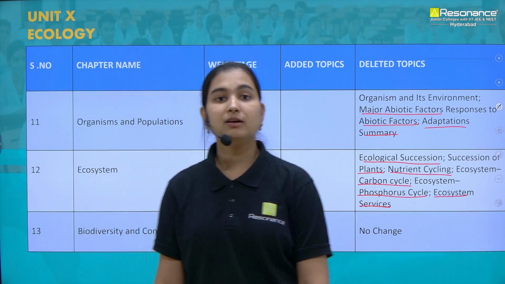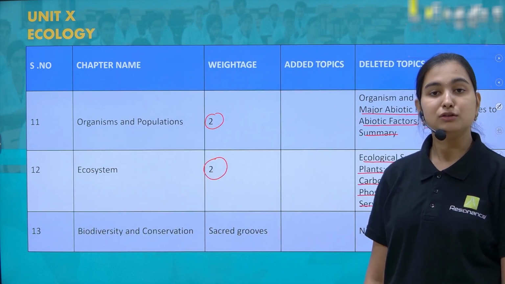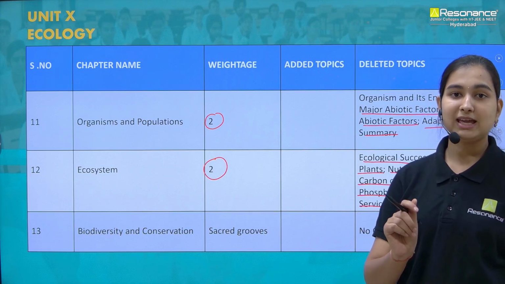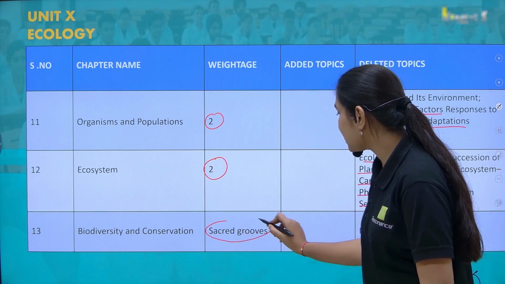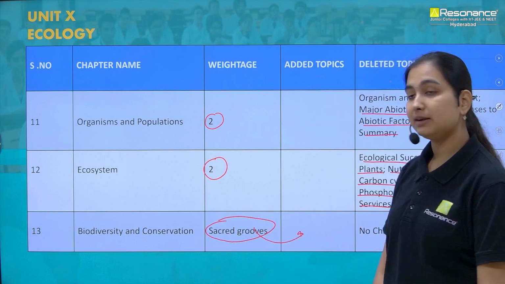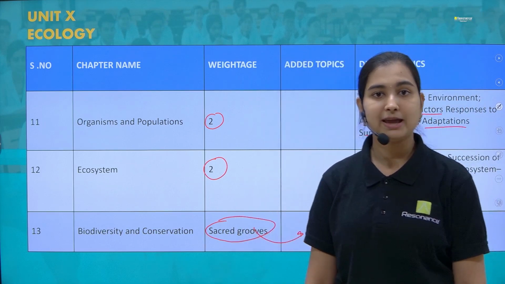Now coming to the last chapter, which is biodiversity and conservation. Here there is no deleted part, but yes, they have added one topic, that is sacred groves. So this topic is being added. The weightage here is also 1 to 2 questions that we can easily expect.